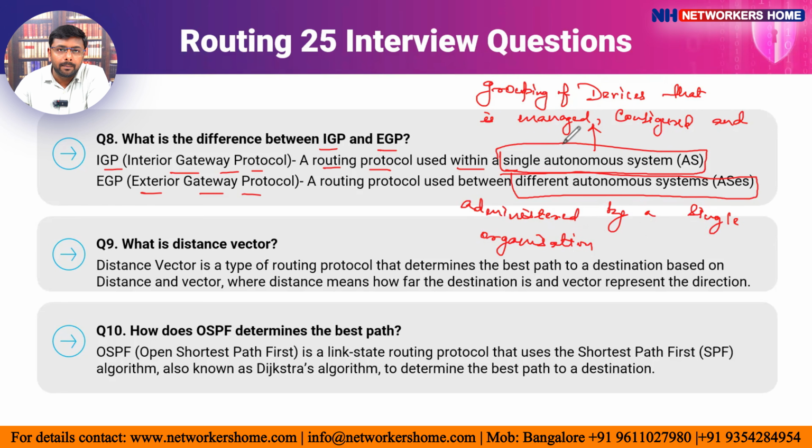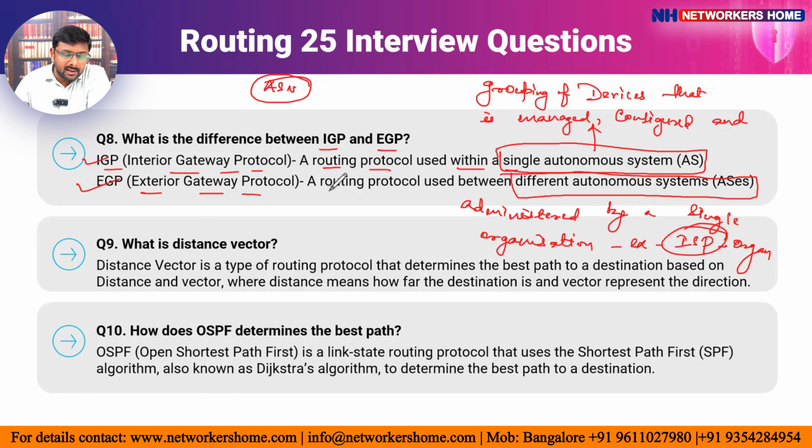What can be the example? An example can be any single organization, for example ISPs. An Internet service provider can be the example. Any other organization we can say is also one of the examples. So it is going to have what? An AS number. Fine. And based on that, we have IGP or EGP.